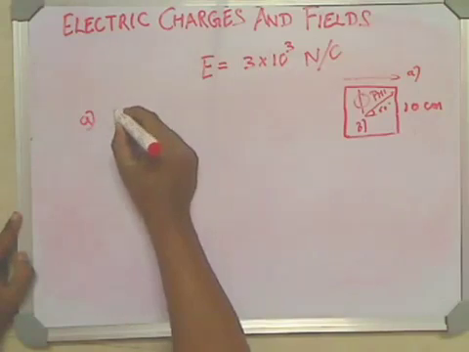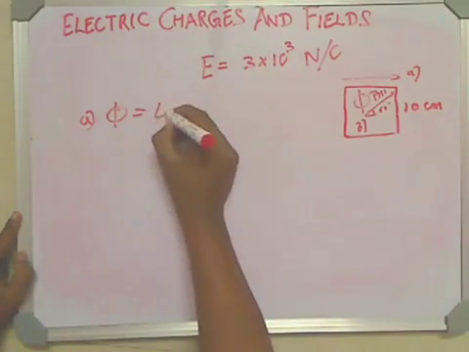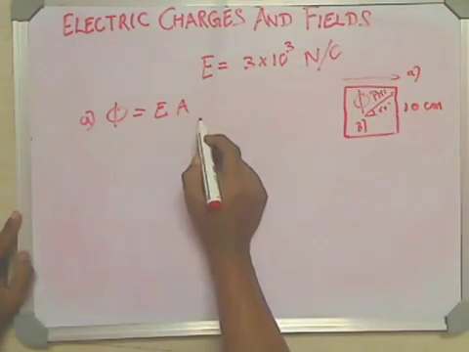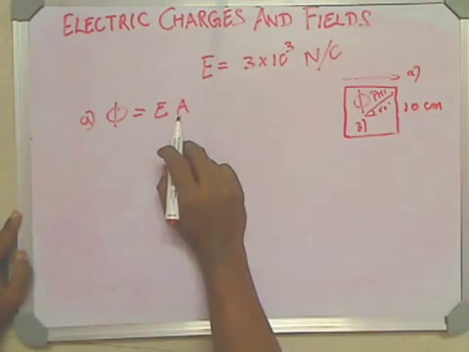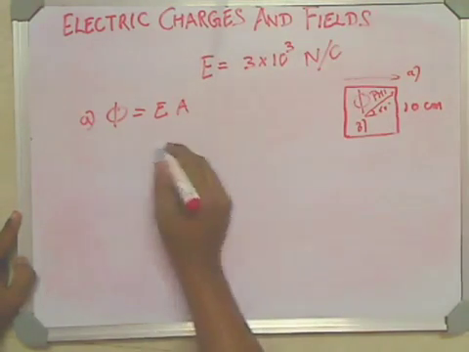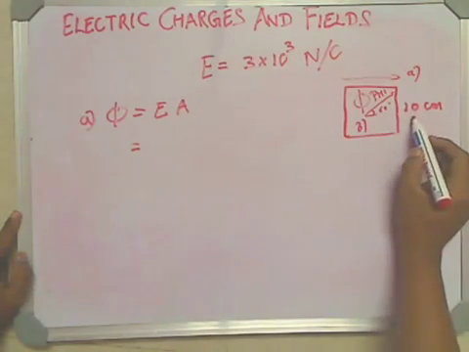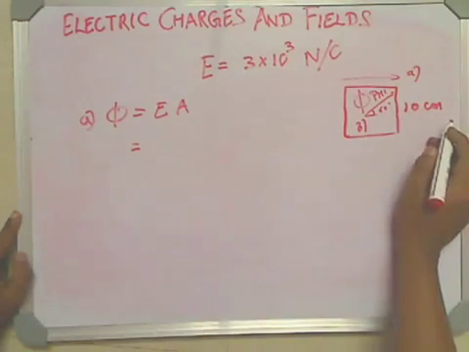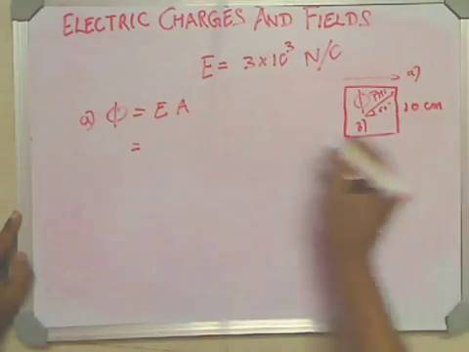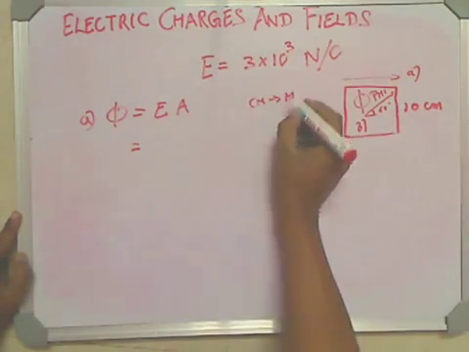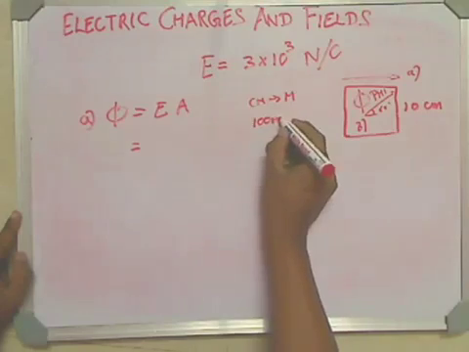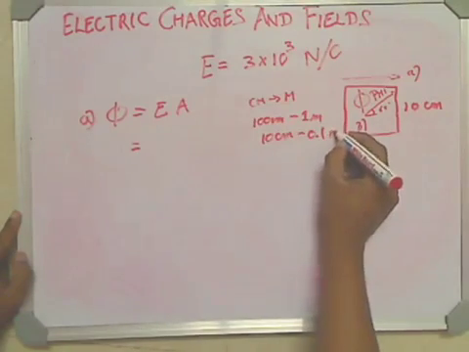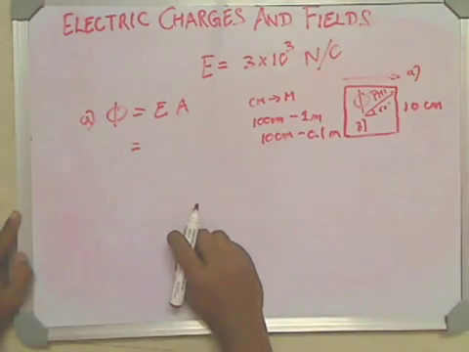because when you have to calculate electric flux, you use this very, very simple formula: the strength of the electric field multiplied by the area on which the electric field is actually falling. Now, there is one common mistake which students usually make. The value here has been given in centimeters. Centimeters is not something that you would use normally. You need to convert centimeters into meters. So 100 centimeters is equal to 1 meter, so 10 centimeters is equal to 0.1 meters. This is something that you need to do.